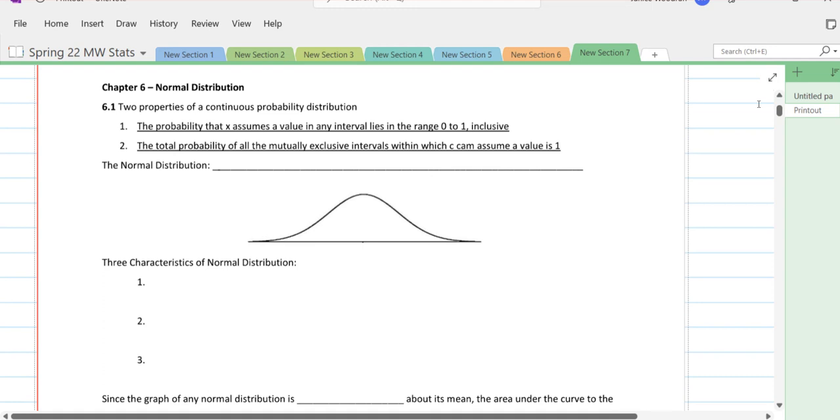Two properties of a continuous probability distribution. The probability that x assumes any value in any interval lies between 0 and 1. Again, probability has to be between 0 and 1. The total probability of all of the mutually exclusive intervals within which x can assume a value is 1. So you have the probability of x between 0 and 1, and the sum of the probabilities is 1.